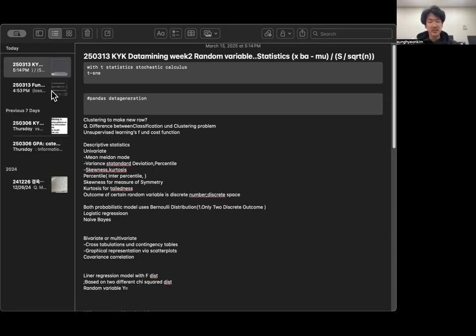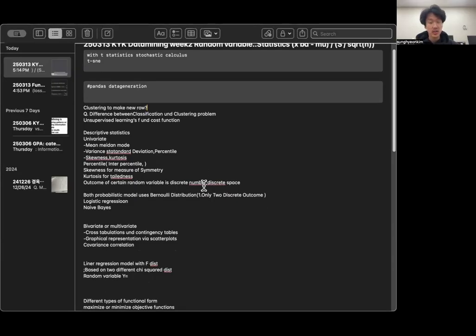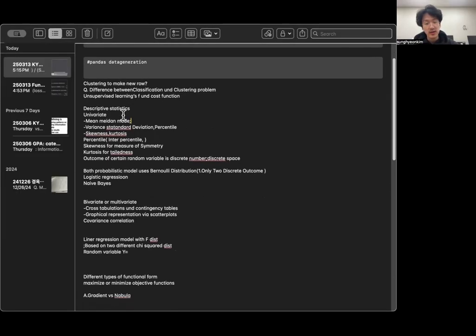When we do descriptive statistics, in the univariate case there are mode, median, and mean. Mode is used for categorical data: what is the most frequent value that comes out? Then variance, standard deviation, and percentile. We will see the code later.